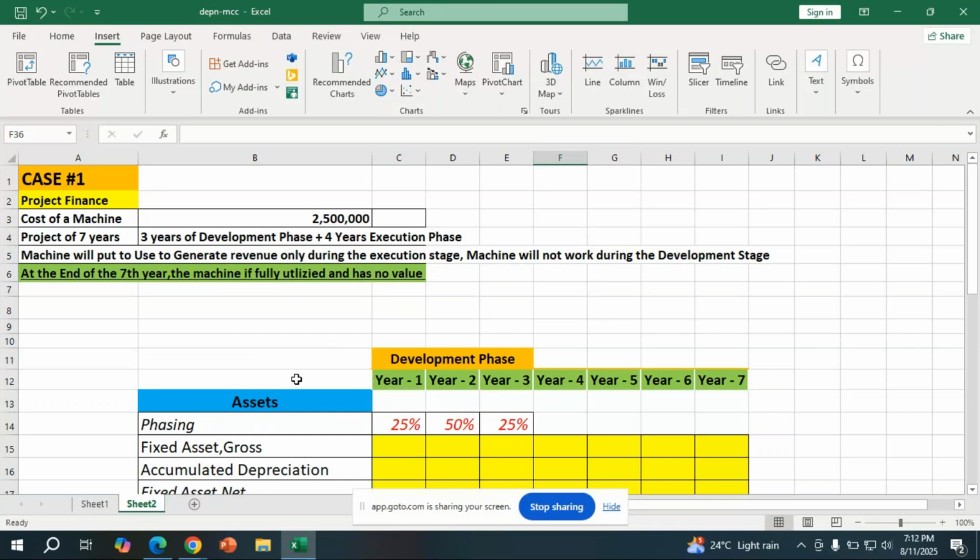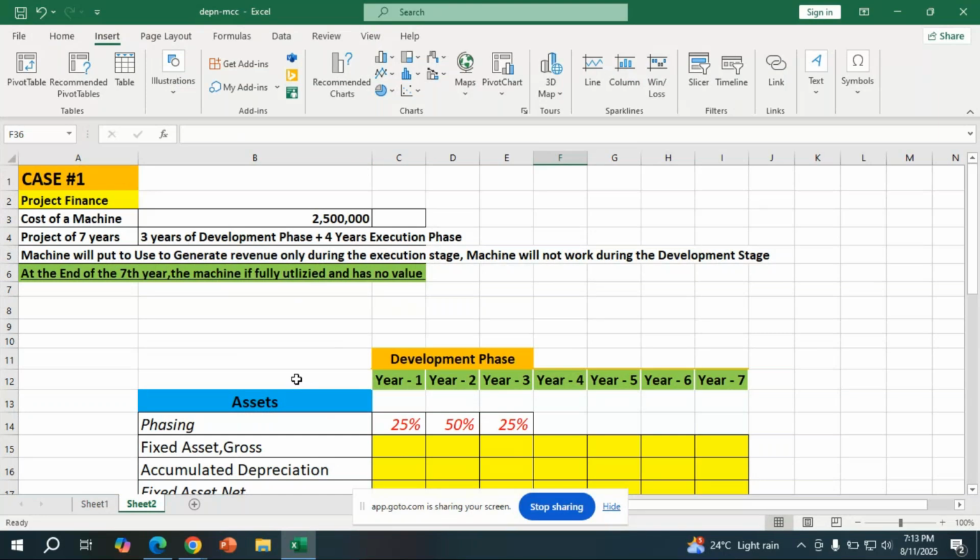Are you ready? So here, see now it is a discussion on the project finance, right? So here I'll just discuss this case study with you. The total cost of a machine. Now, a machine we have procured for our project, and the cost of the machine is 25 lakhs. I'm discussing case one. Cost of the machine is 25 lakhs.